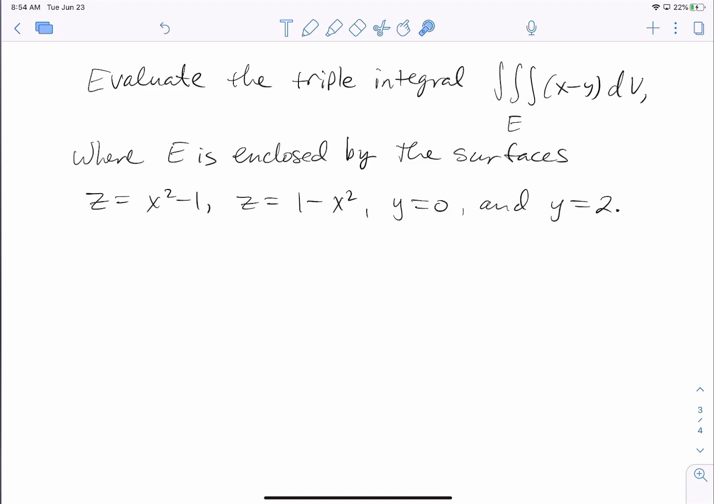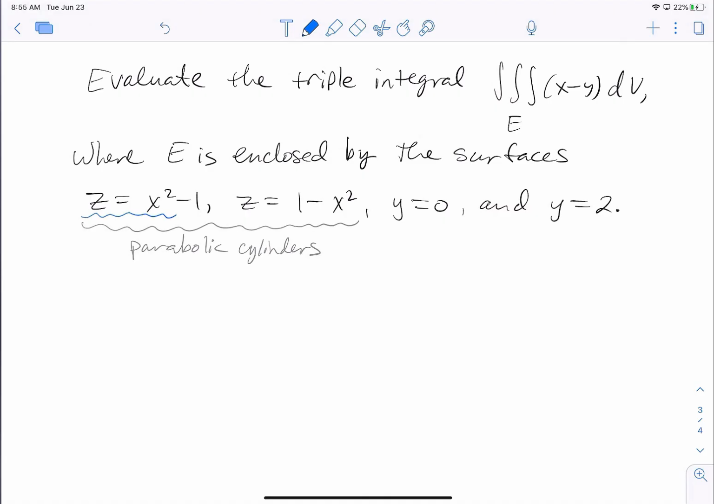Evaluate the triple integral over E of (x minus y) dV, where E is enclosed by the surfaces z equals x squared minus 1, z equals 1 minus x squared, y equals 0, and y equals 2. The limits for z are parabolic cylinders.